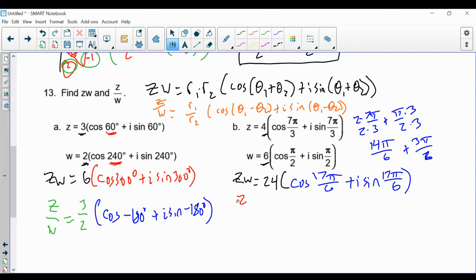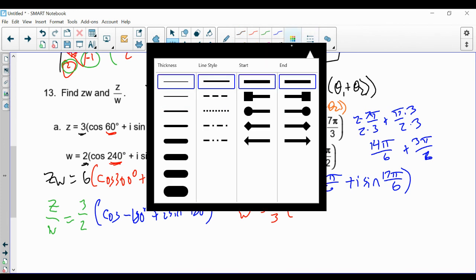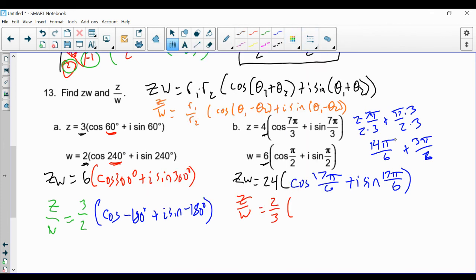I didn't mean to do that, that's okay. That was z times w. Z divided by w, I would do 4 over 6, but you want to simplify that. So instead of 4 over 6, divide them both by 2, and you get 2/3. Okay, and now we're going to subtract. Nice thing is, we already have that common denominator work over here. We just have to subtract instead of add them. So it's going to be 14 minus 3, which is 11 pi over 6, plus i sine 11 pi over 6.